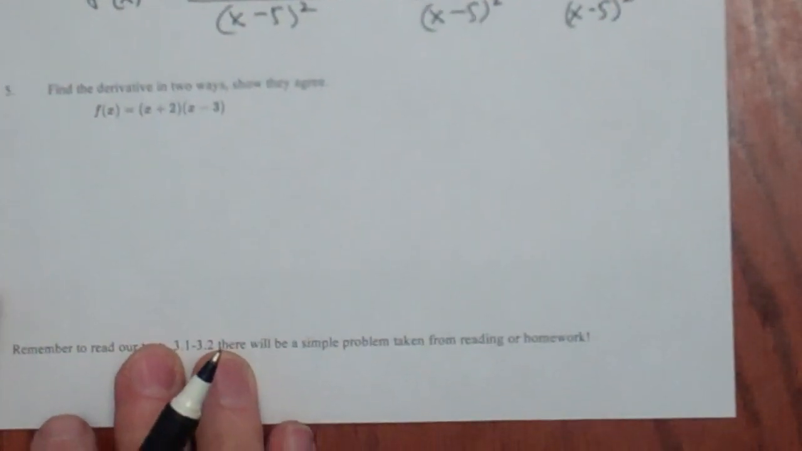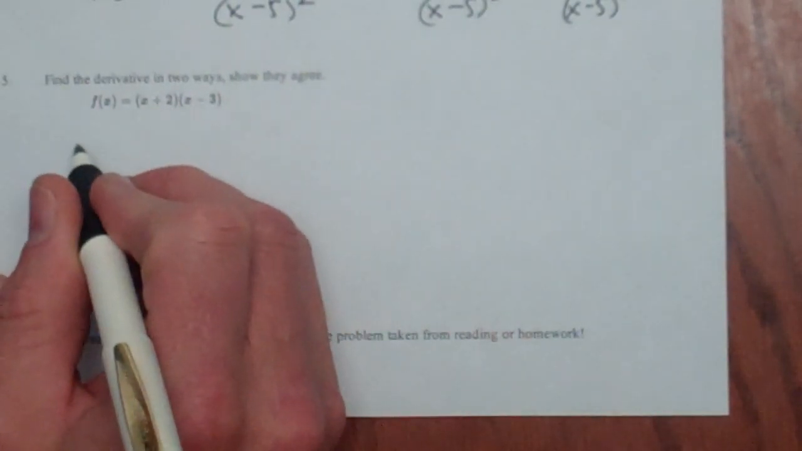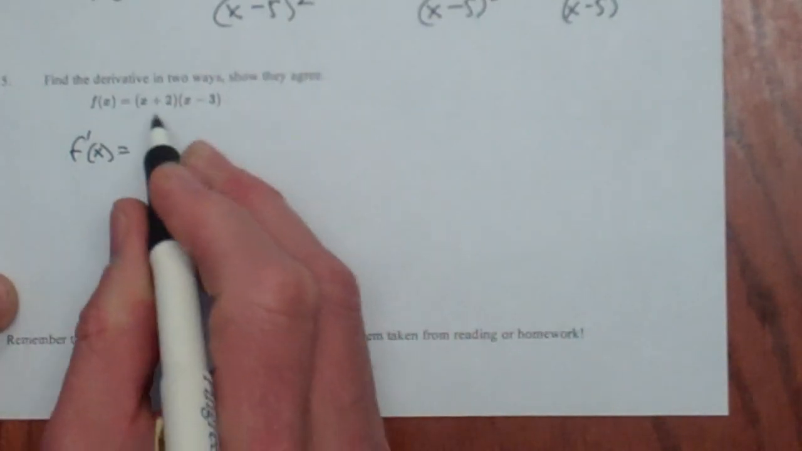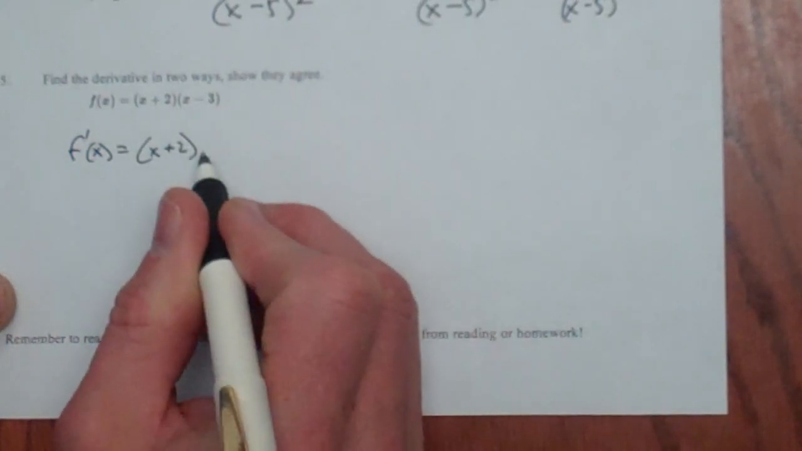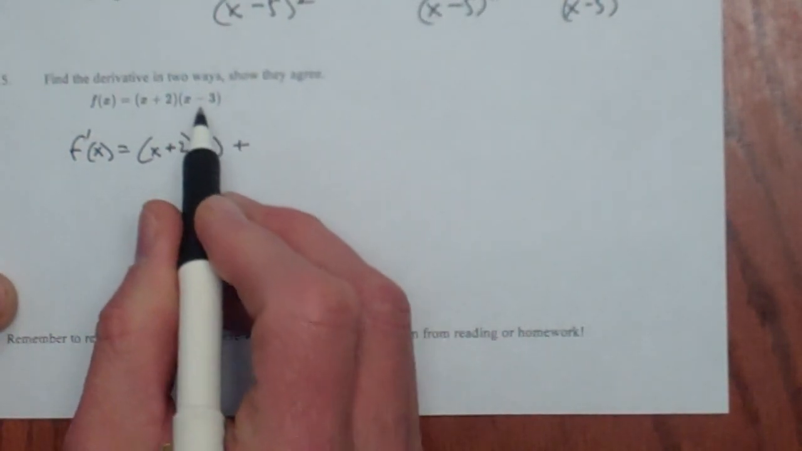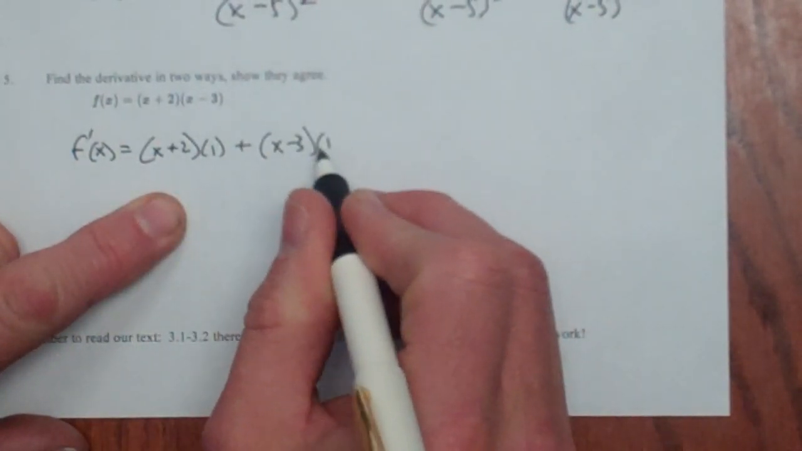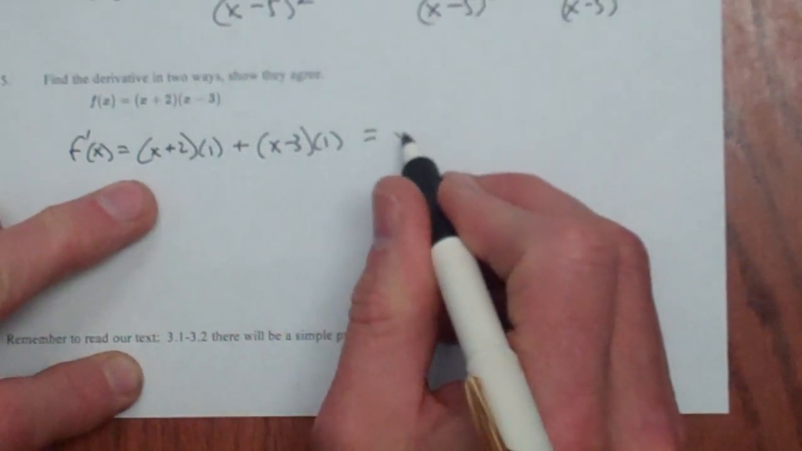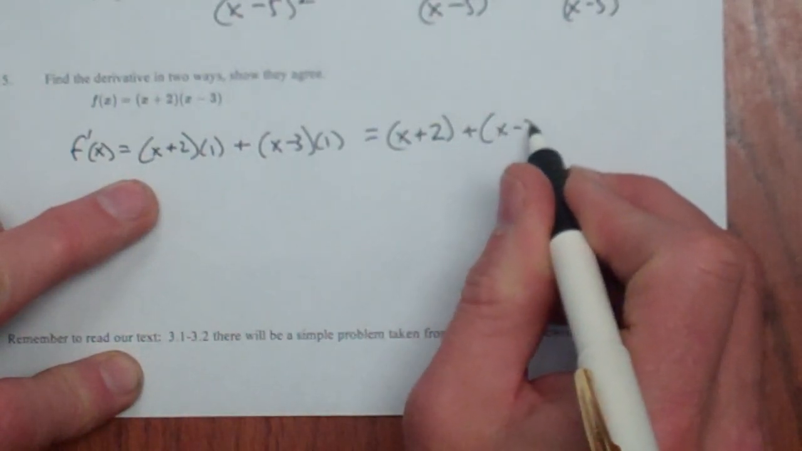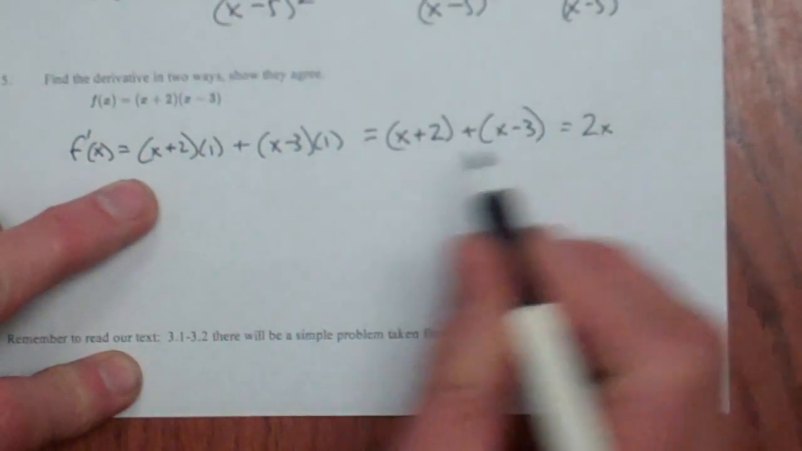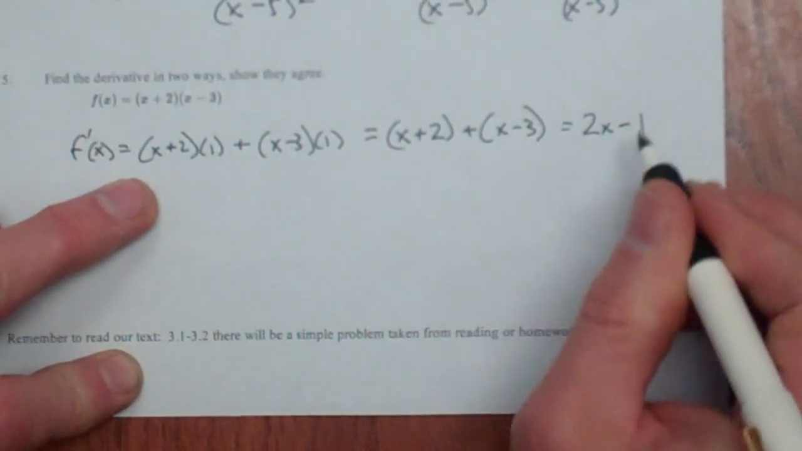Find the derivative in two ways and show that they agree. Well, this is all about just using the product rule. So f prime of x using the product rule is the first times the derivative of the second, which is x plus 2 times 1, plus the second times the derivative of the first, x minus 3 times, guess what, 1. So this is going to be x plus 2 plus x minus 3 equals 2x, and then minus 3 plus 2 is 2x minus 1.